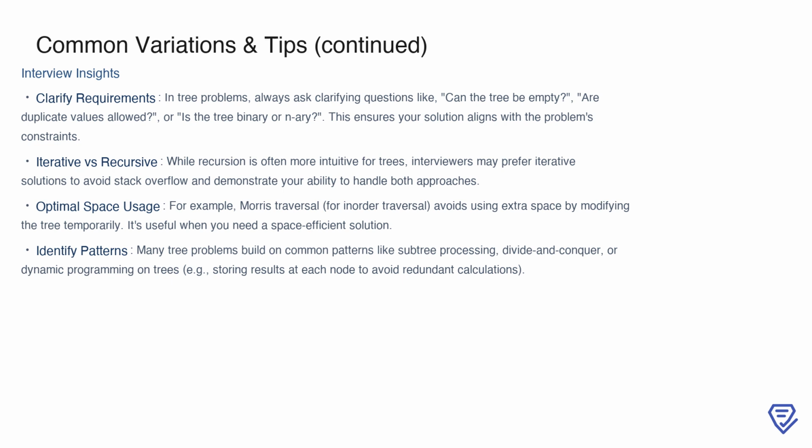Such techniques are valuable when space efficiency is a priority. Finally, recognizing common patterns is essential. Many tree problems use techniques like processing subtrees, divide-and-conquer strategies, or dynamic programming on trees, such as storing results at each node to prevent redundant calculations. Identifying these patterns can help you build effective and reusable solutions.